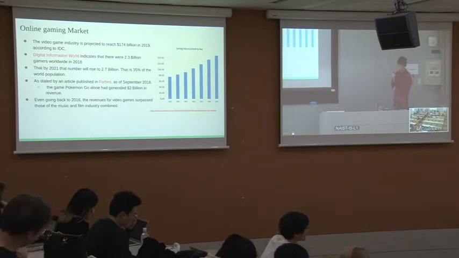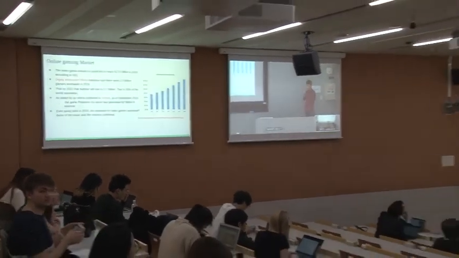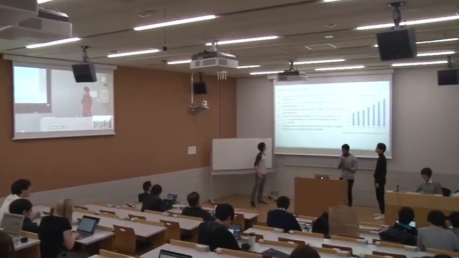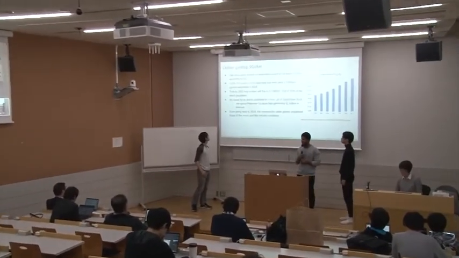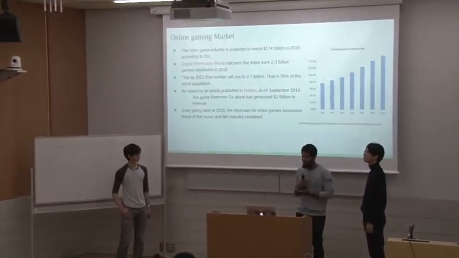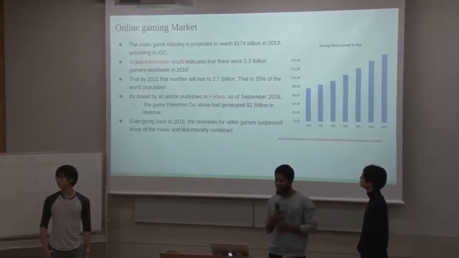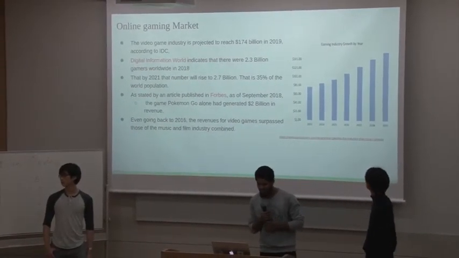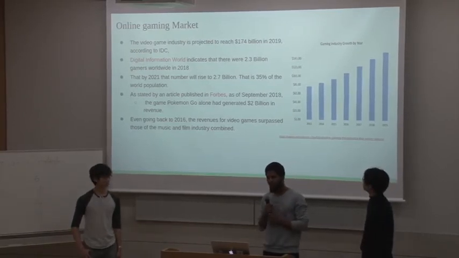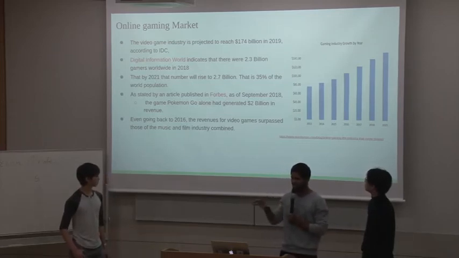So this is actually one of the market, the online gaming market. The video game industry is projected to reach about $174 billion in 2019. According to Digital Information World, there were 2.3 billion gamers worldwide. That's like, is it 35% of the world's population? So basically, almost half of the world is using games. So there's a huge market in the gaming industry.